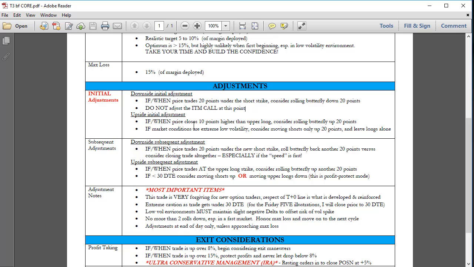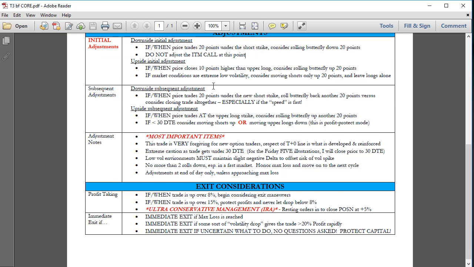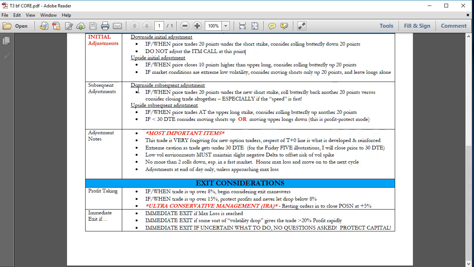First adjustment to the upside: when price closes 10 points higher than the upper long, consider rolling the butterfly up 20 points. All right, in low volatility, consider moving up only the shorts and leave the upper longs alone. Again, we'll go through all that in great depth in the video down below.